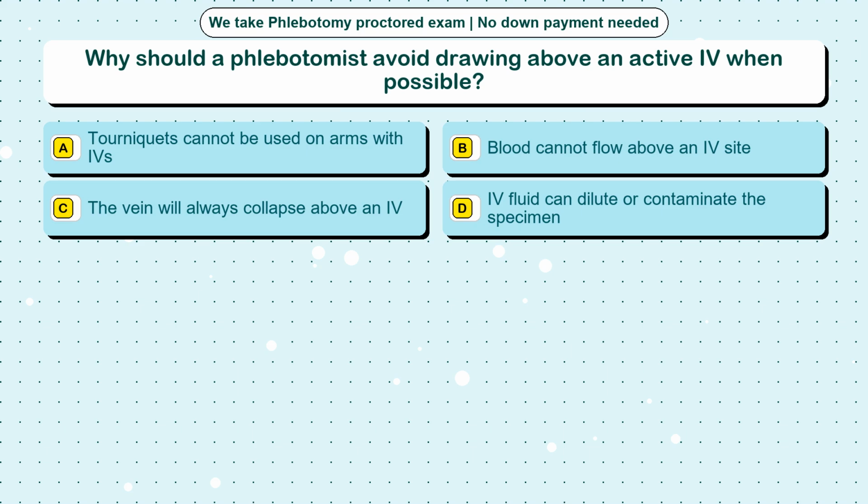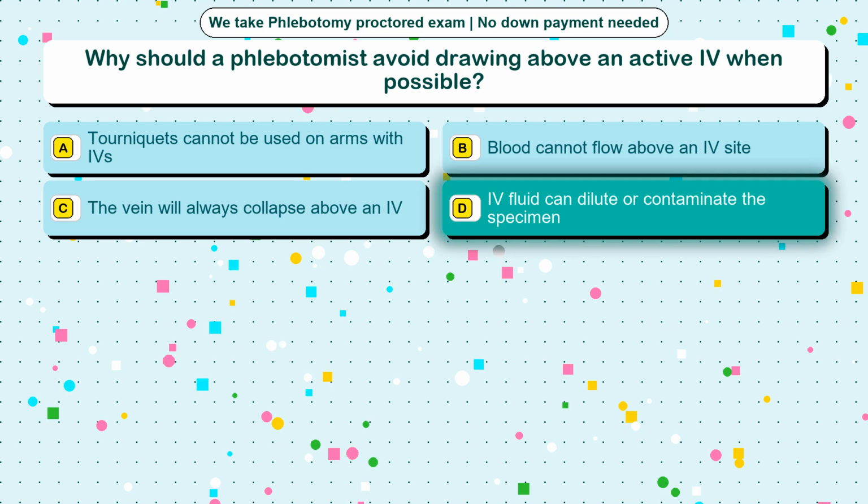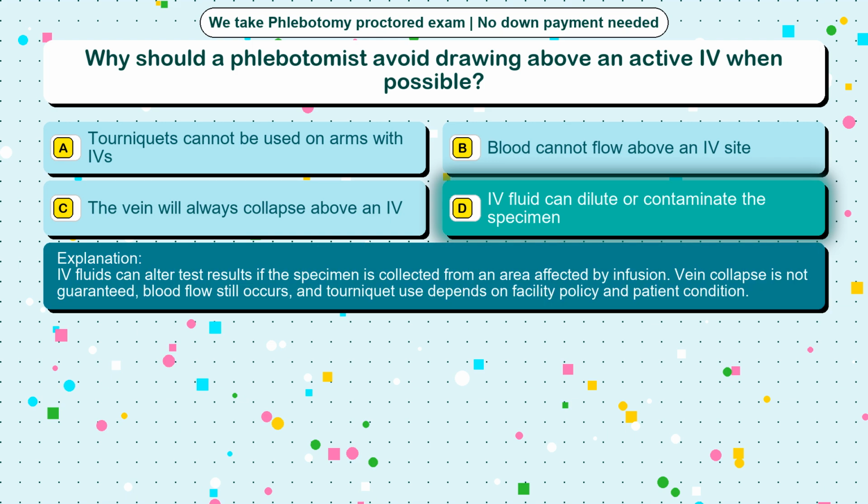Option D, IV fluid can dilute or contaminate the specimen. The correct answer is option D, IV fluid can dilute or contaminate the specimen. IV fluids can alter test results if the specimen is collected from an area affected by infusion. Vein collapse is not guaranteed, blood flow still occurs, and tourniquet use depends on facility policy and patient condition.